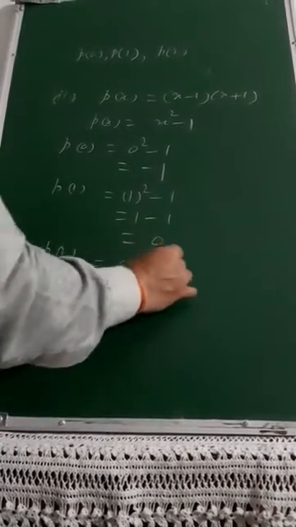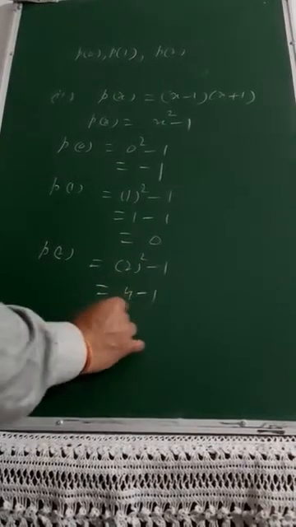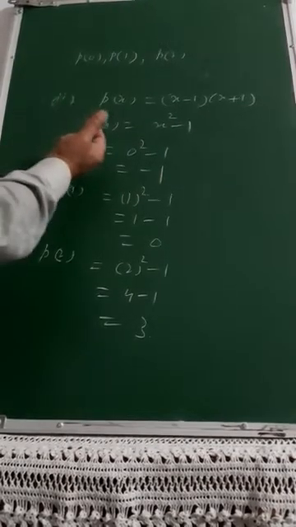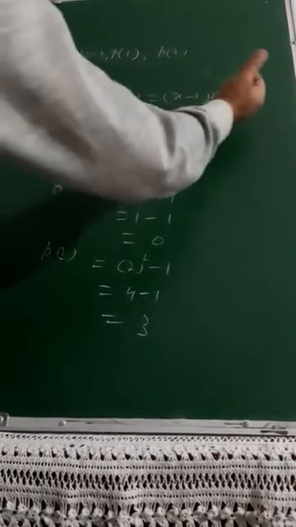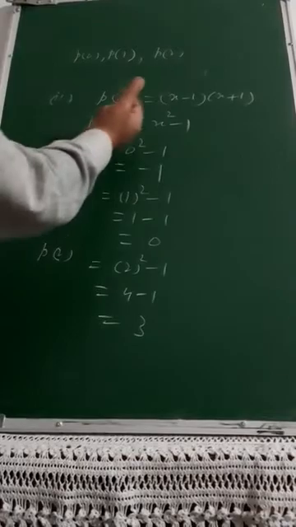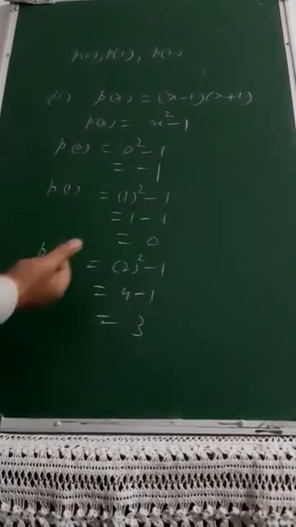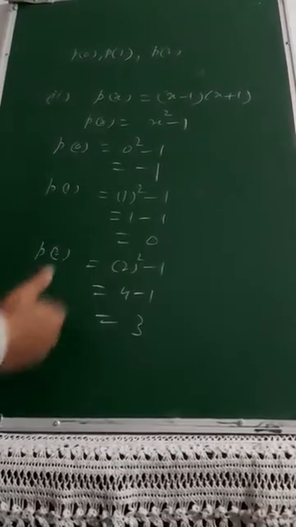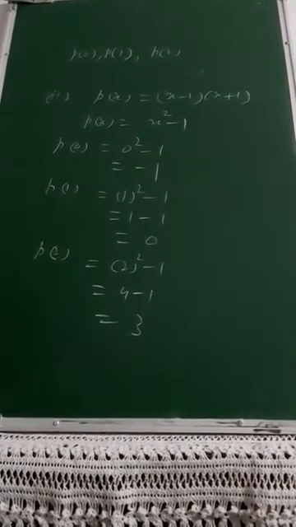2 square minus 1, 4 minus 1 will be equal to 3. So in that way you can find the value of p0, p1, p2. But try to understand, when you say p0, it means you have to replace the variable by 0. If it is 1, you need to replace x by 1 on both sides. When it is 2, you have to replace the variable by 2 and keep on checking the answer.